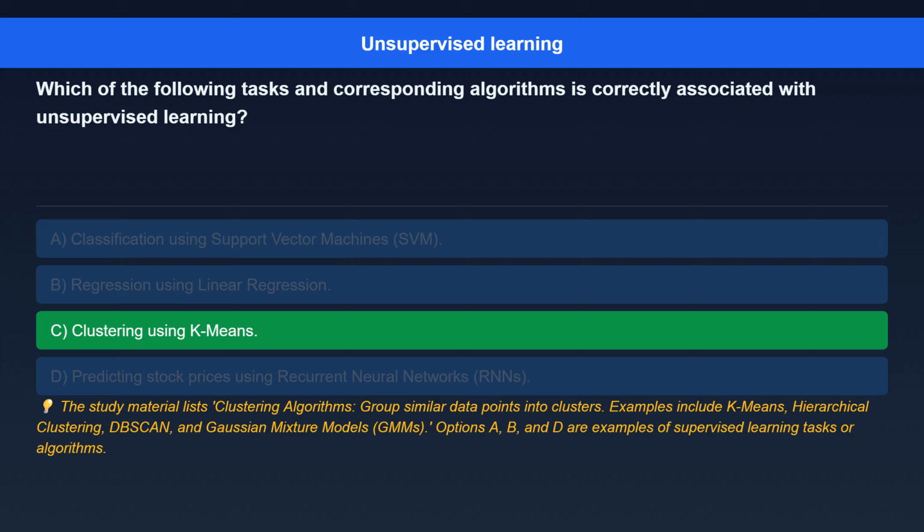The correct answer is clustering using k-means. Here's the explanation. The study material lists clustering algorithms, which group similar data points into clusters. Examples include k-means, hierarchical clustering, DBSCAN, and Gaussian mixture models, GMMs. Options A, B, and D are examples of supervised learning tasks or algorithms.